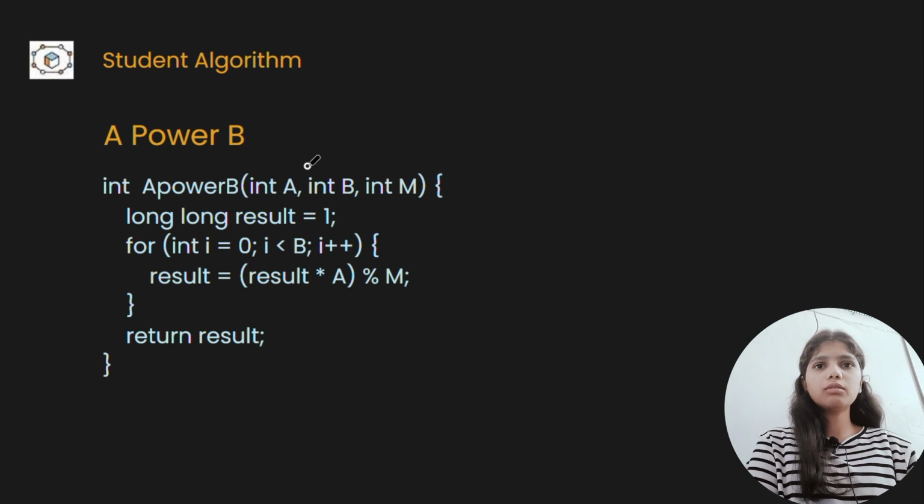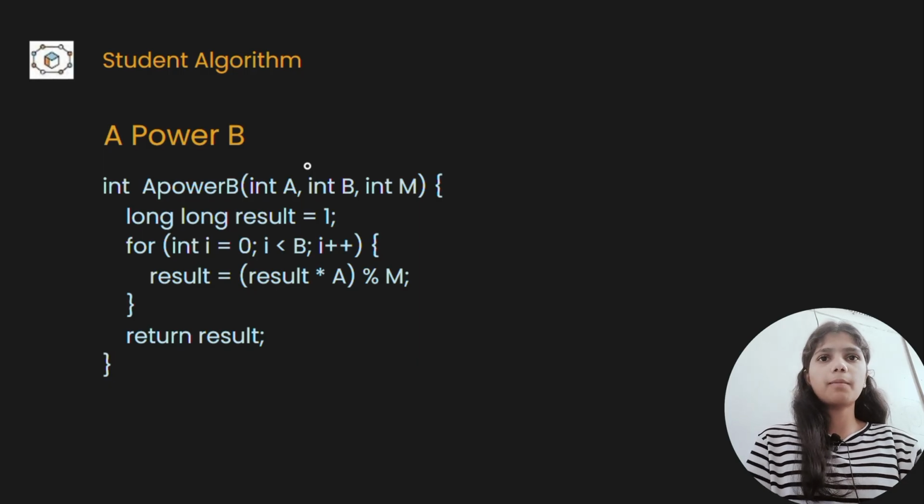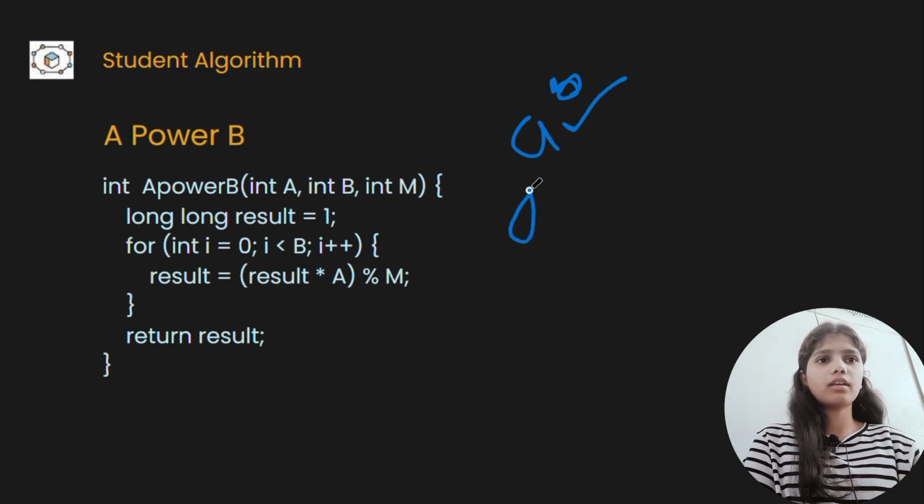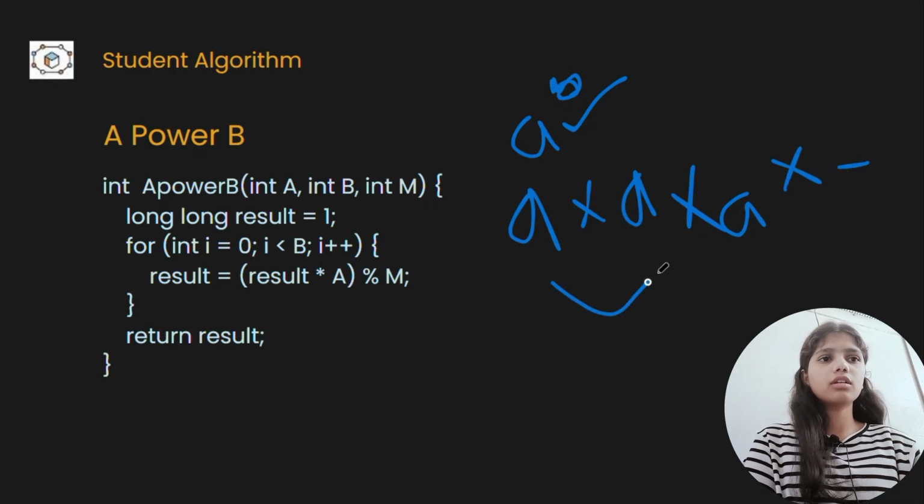Now let's look into the brute force solution of a power b. A power b is nothing but, suppose we take a power b, how can you write it? A multiplied b times: a into a into a and so on. How many times? b times. This is the simple thing we can write over here, right?